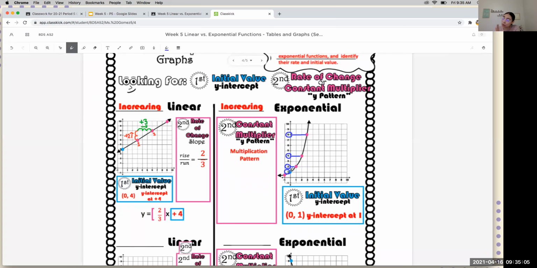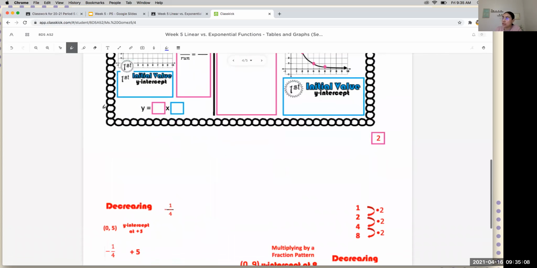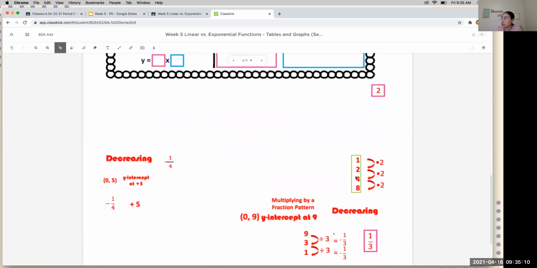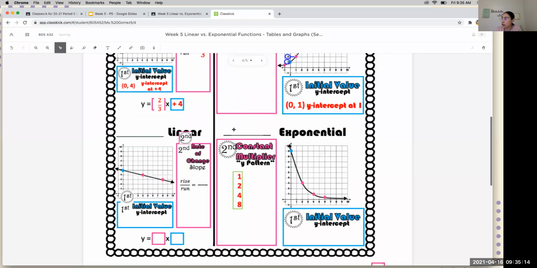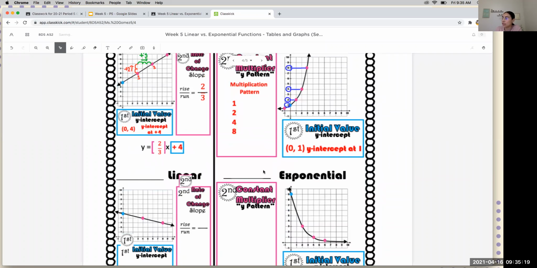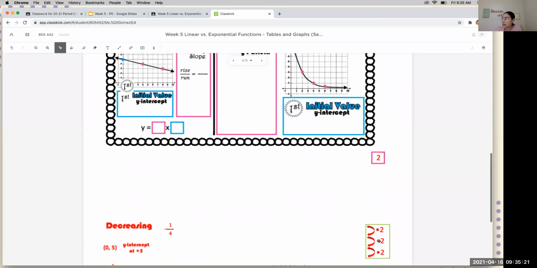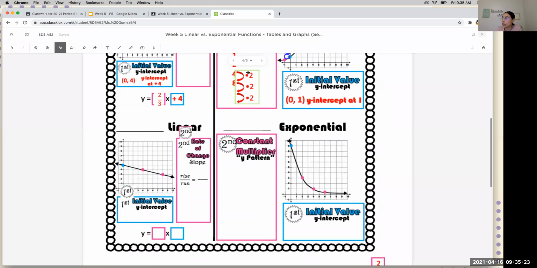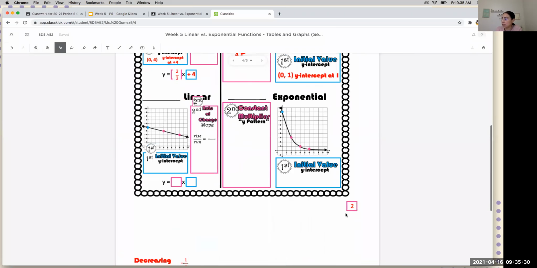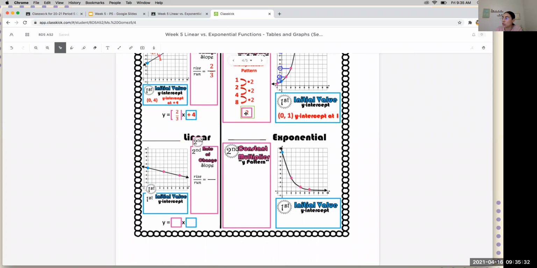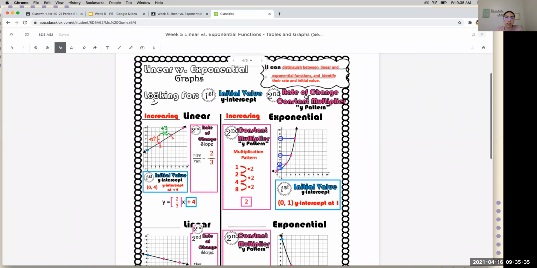Why is it in that order? Because we're going up. So that order is important. So 1, 2, 4, and 8 are your numbers. That had the multiplying by 2 pattern. And that gives me a constant multiplier of 2. There we go. So that's what it looks like completed.